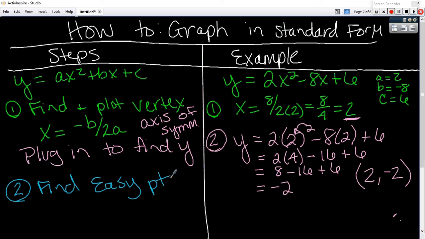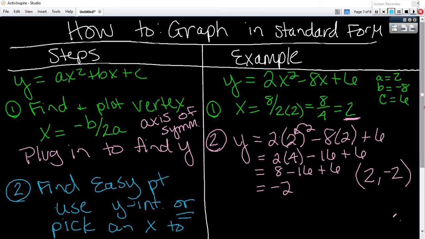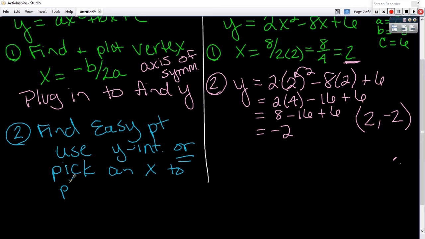could be your y-intercept. That's easy enough, right? I don't have to do any calculations for that. That's just the number that sits on the end. But it could be that my vertex is my y-intercept, because that could happen too, in which case I couldn't use that. So I may have to pick an x to plug in. So I'm going to make you a note here that says you can use the y-intercept or pick an x to plug in.